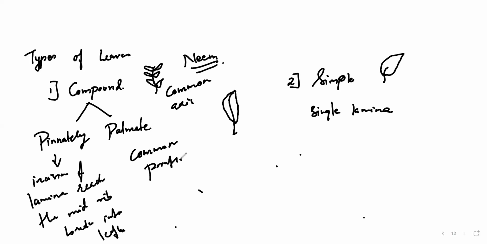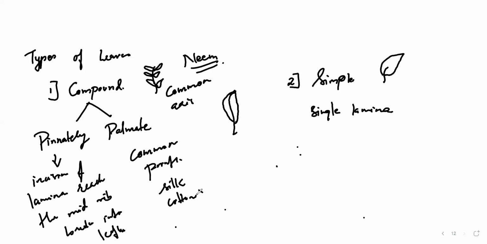So this is called pinnate and palmate. In short, a pinnate leaf will be having a common axis from where all the leaves will grow, whereas the palmate will be having just a common point. In a pinnate leaf, the incision of the lamina will reach the midrib, and till the leaflet end it will come. So that is the only difference between a pinnate and a palmate leaf. The example for palmate leaf is silk cotton.